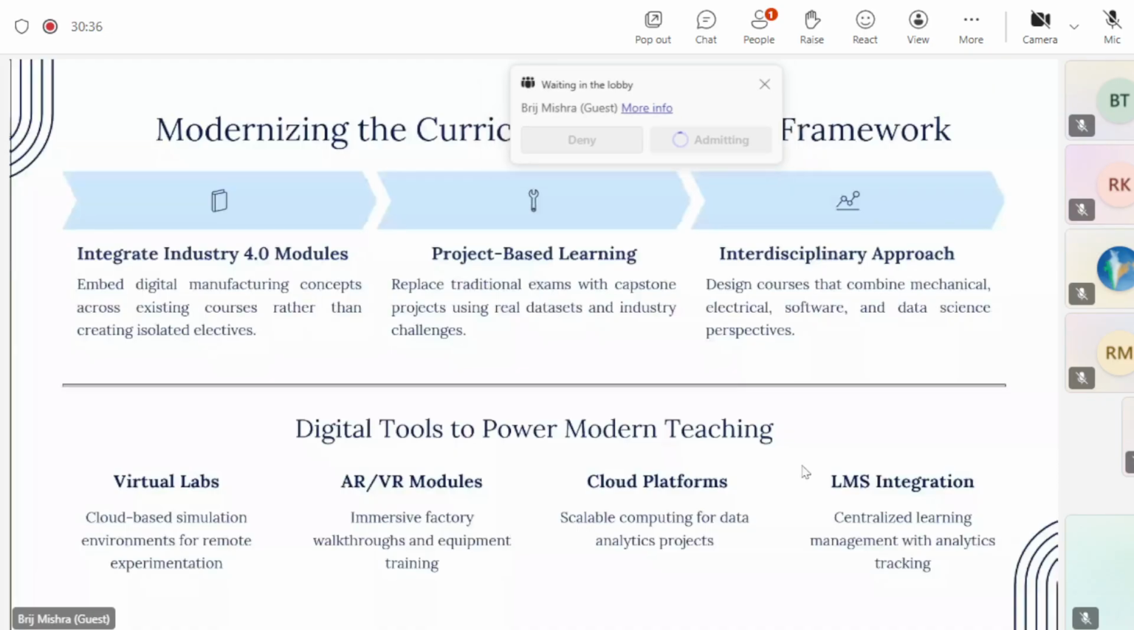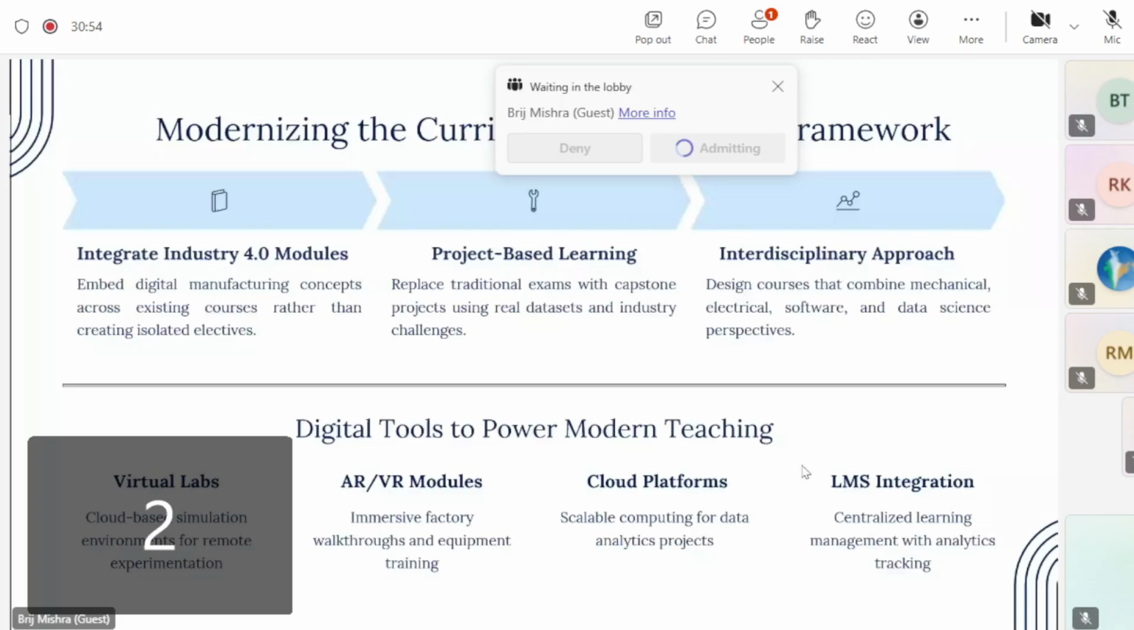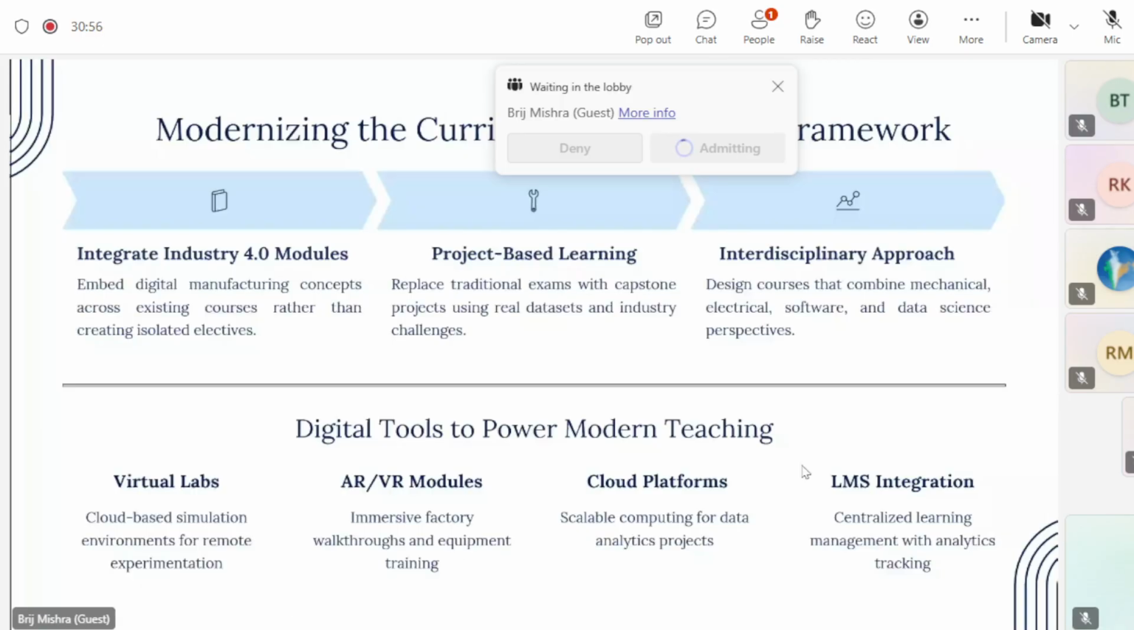Then we can follow some project-based learning, like in technical and engineering colleges, where we have a 2 month or 6 month internship. A similar system can also be implemented in non-technical colleges, so that they can understand what's going on in the industry. We can follow an interdisciplinary approach, and to adapt to all these things, we can use virtual labs, AR VR modules, cloud platforms and LMS integration.